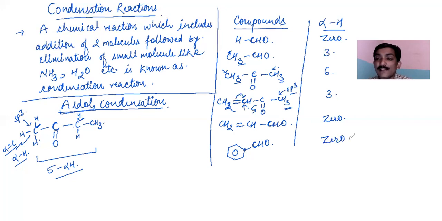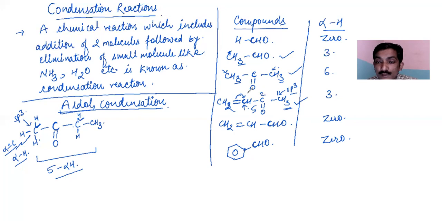So if we are asked which of these given compounds are going to give us aldol condensation, then the compounds having alpha hydrogen can undergo aldol condensation. That is acetaldehyde, acetone, and this molecule. What do we call it?